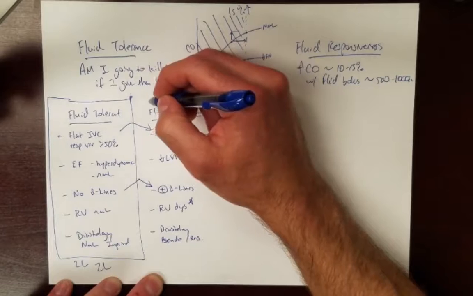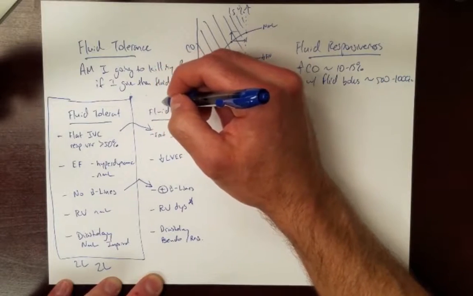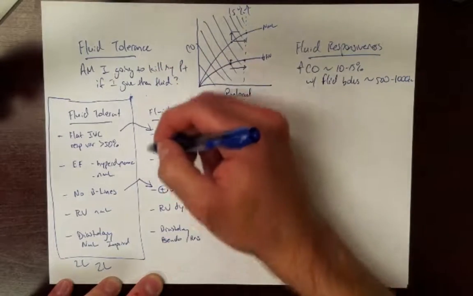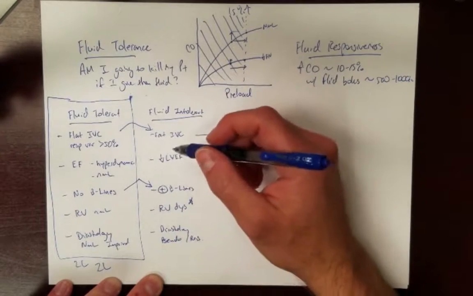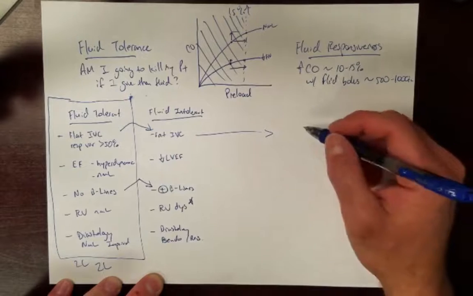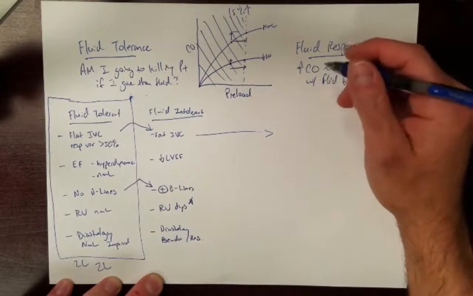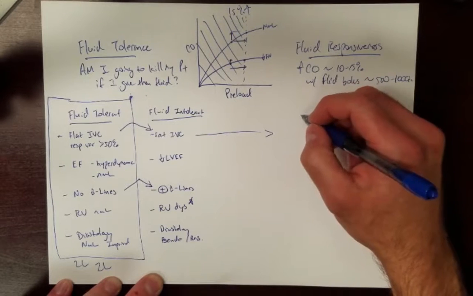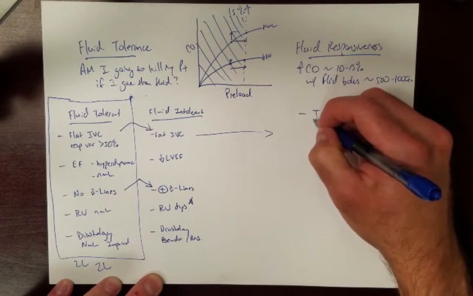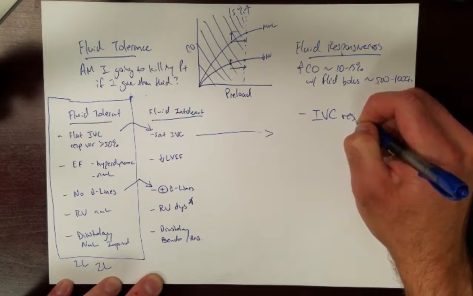As soon as I get to a situation where I have 1 or 2 areas that suggest the patient's no longer fluid tolerant, when there is some suggestion of fluid intolerance, then I'm going to think about doing some more advanced fluid responsiveness techniques. And the things we're talking about here that assess fluid responsiveness are things such as IVC with respiratory variation.